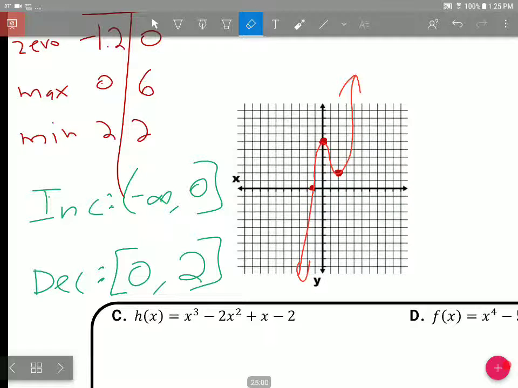All right, at that point, do we keep going down forever, or do we turn back around and start going up? We start going up. From 0 to what point? Infinity. So from 0 to infinity, going up again. Those are the ranges where it is increasing or decreasing, or the domains, I should say.